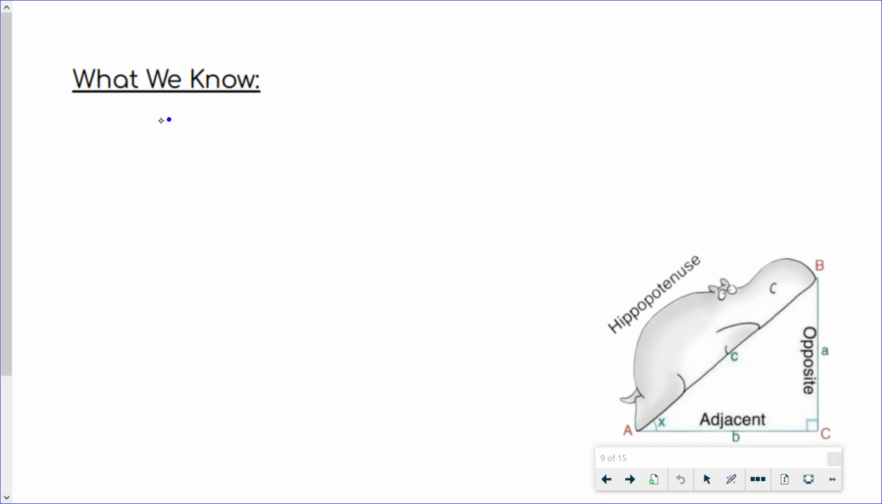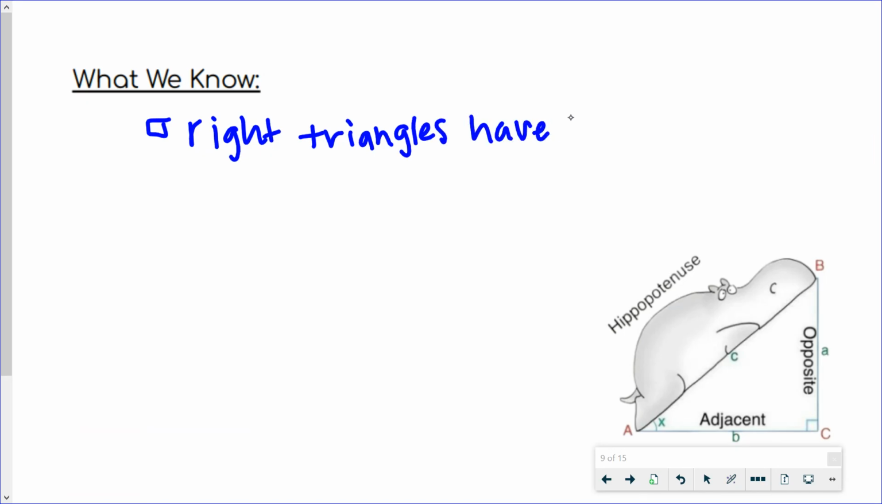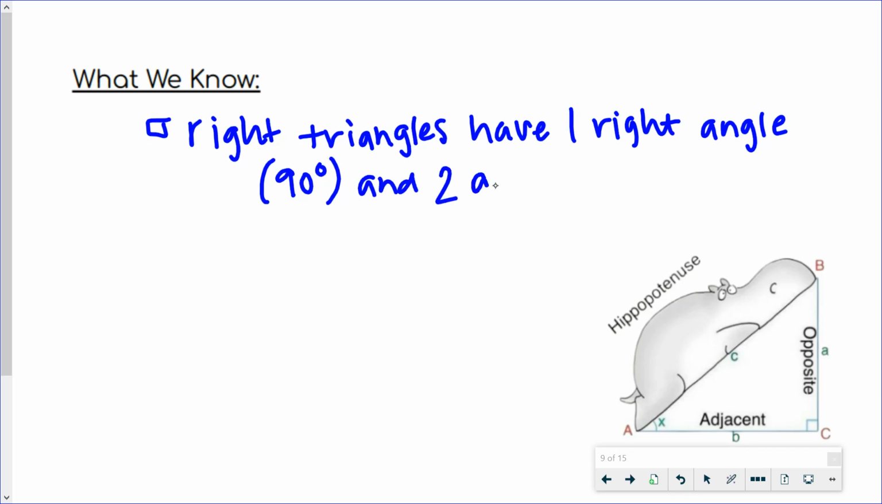So the first thing that we want to know is that we are working with right triangles, and right triangles have one right angle, and a right angle measures 90 degrees, and two acute angles, and acute angles are less than 90 degrees. Okay, so this is an example of a right triangle because it's got that little marker in here that says that it is a right angle, and I have two acute angles.